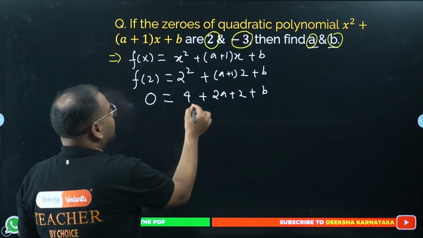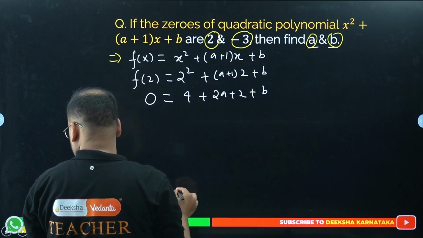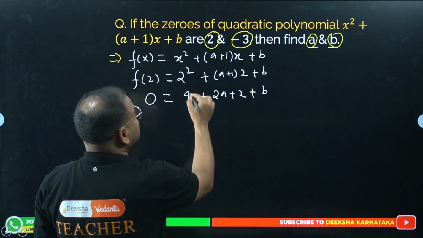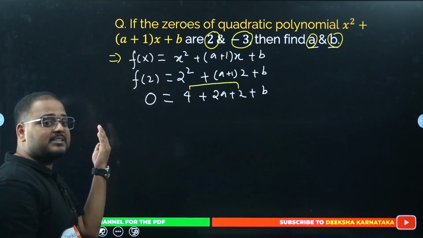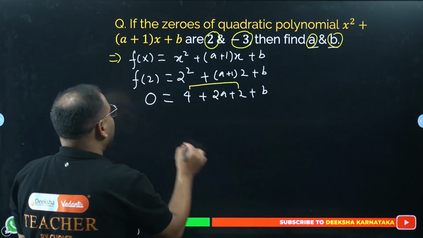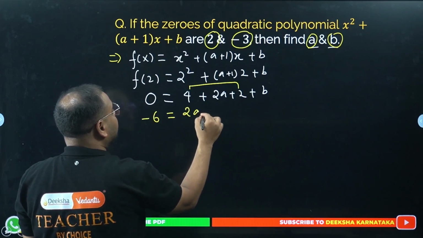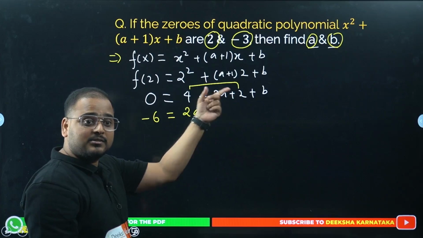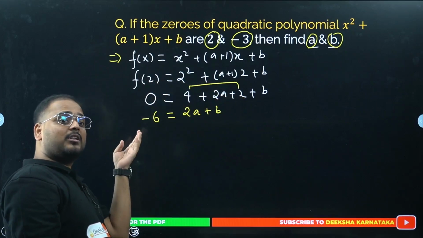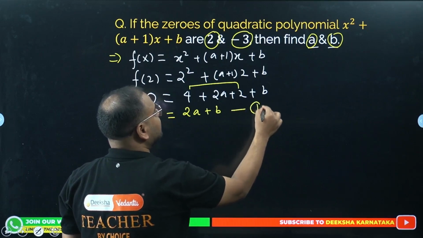We will do that. 4 plus 2 is 6, right, sir? 6 is positive. Bring on the left hand side of the equation becomes negative. I will write directly here minus 6 equals 2a plus b. Sir, how minus 6? 4 plus 2 is 6. 6 is positive on the RHS. Bring on left hand side becomes minus 6. Okay, this is my equation number 1.